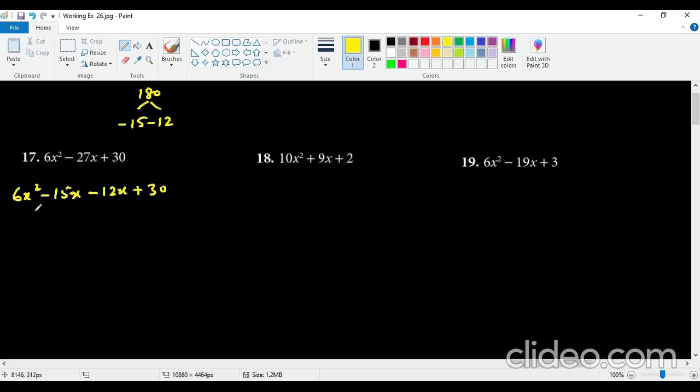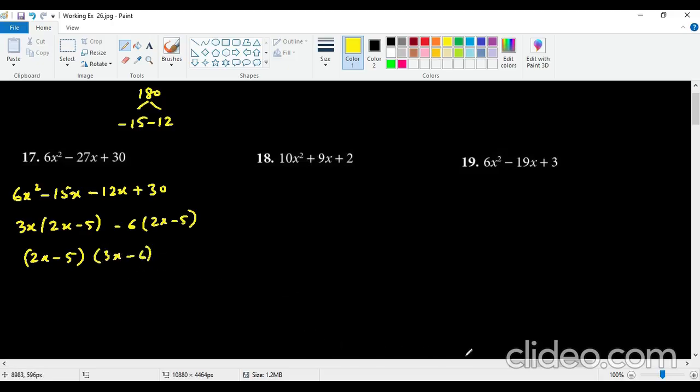Now in the first two I see 3x is common, and 2x minus 5 is going to be in the bracket. As soon as you get the first bracket, copy down 2x minus 5 as it is, and you already have 2x, so you need to multiply by minus 6 to get minus 12. So 2x minus 5 comes in one bracket. In another bracket, you will have 3x minus 6.